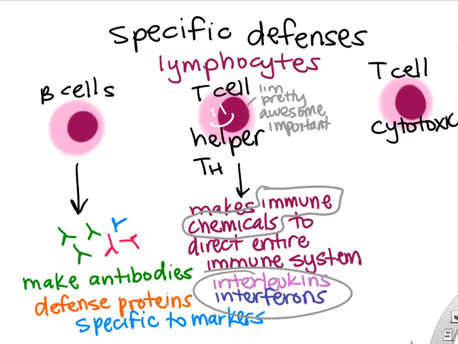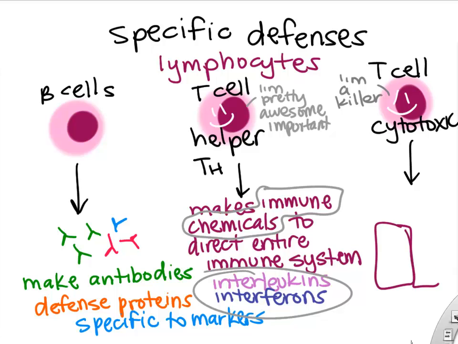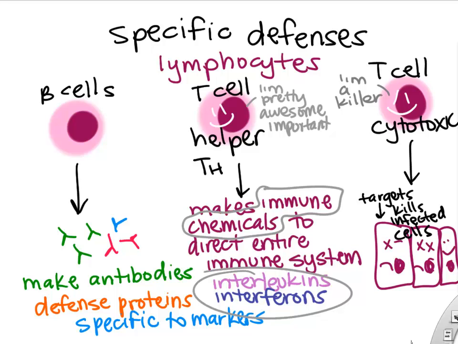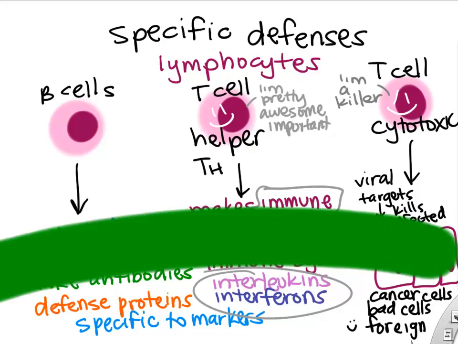The other kind of T cell is called a cytotoxic T cell. It's a killer, so it basically can kill cells. Well, what cells would it usually kill? Usually in our body we're talking about viral infected cells, or maybe even cancer cells. So any abnormal cells in your body can be targeted specifically and killed by cytotoxic T cells. And of course, this would be involved in transplantation too if we had a foreign cell in our body.